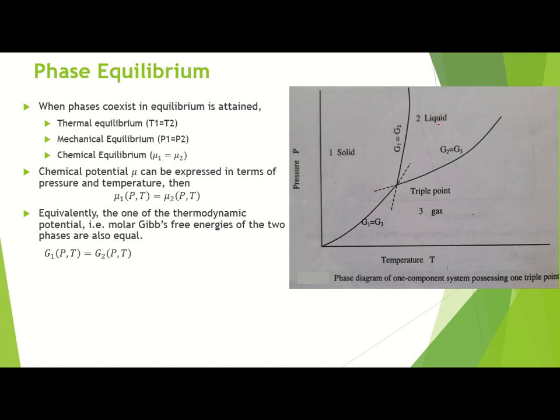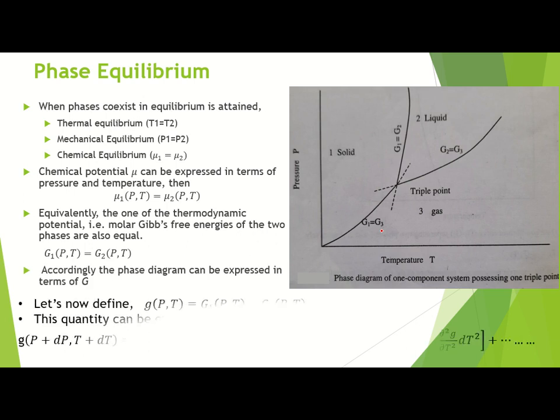Similarly, we can have phase equilibrium between liquid and gas, that is phase 2 and phase 3, when we have G2 equal to G3. And in the same way, we can have equilibrium between phase 1 and phase 3 when G1 is equal to G3. And all these three curves might intersect, depending on the system, and there you will have a triple point. That means basically at this point G1 is equal to G2 is equal to G3. So all three phases coexist at this point. That's what we mean by triple point.